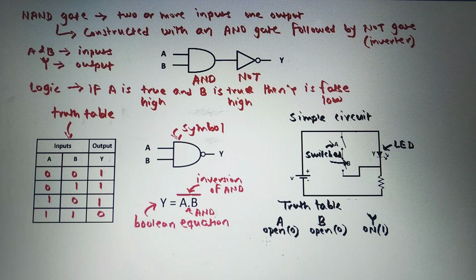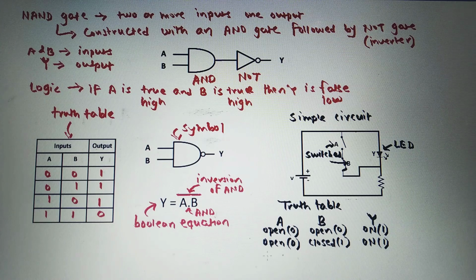Now we will take second combination, that is if switch A is open, that is binary 0, and switch B is closed, that is binary 1. Now if switch B is closed here but switch A is open, that means the current will not flow through switch A. So as the current will not flow through switch A, it will not flow through the switch B. So all the current will flow through the LED, through this resistor, to the negative terminal of battery. So LED will glow, that means the LED will get on here. So it will be binary 1.